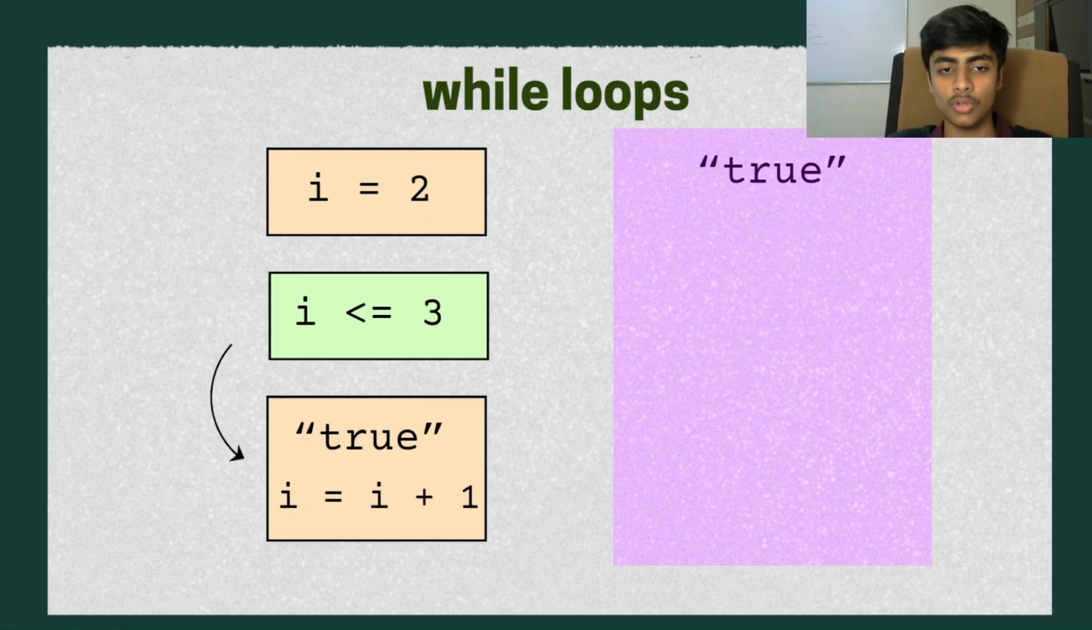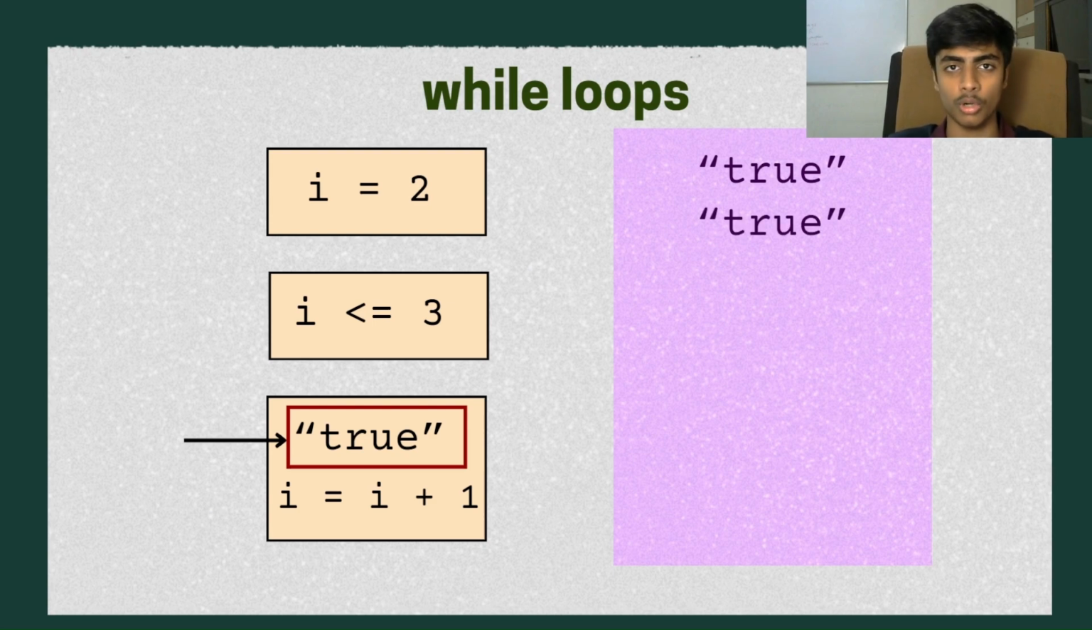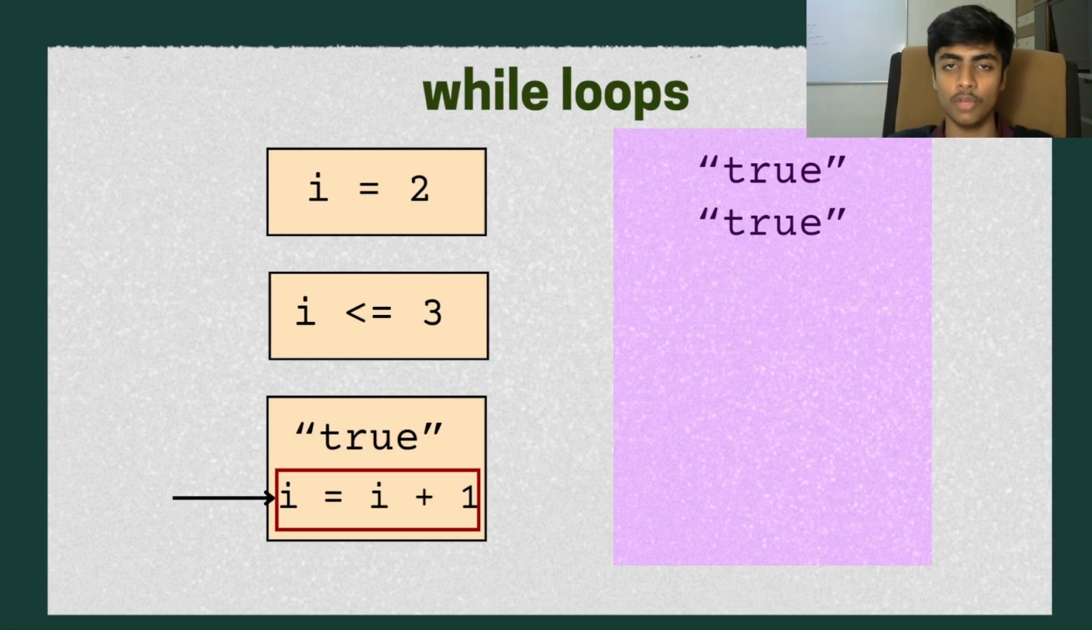First thing we're going to do is print the value 2. So in our output window, we're going to see a true one more time. Then we move to the update. You're increasing the value of I by 1. So now I is going to increase from 2 to 3.